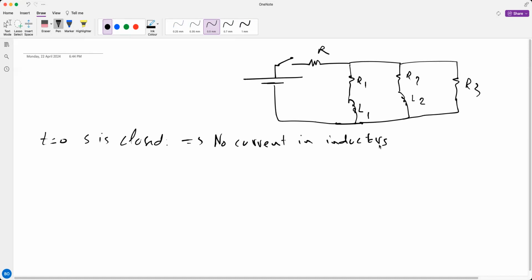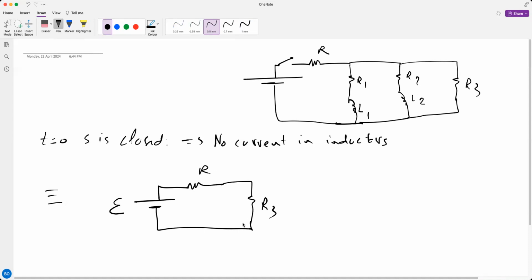The inductor is very slow to react, which means the circuit will be equivalent to this: the EMF or the battery, R, and then only R3. The others will be open circuit. And obviously you can calculate the current. Since there is no change, I will be just E over R plus R3.